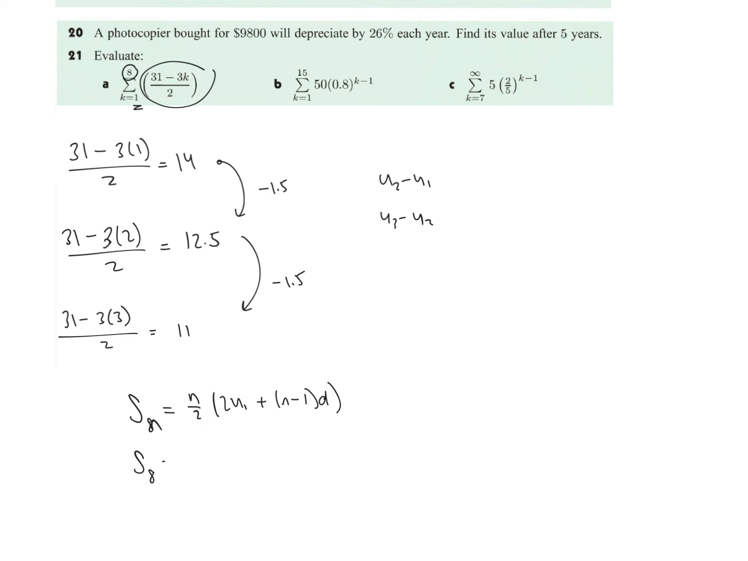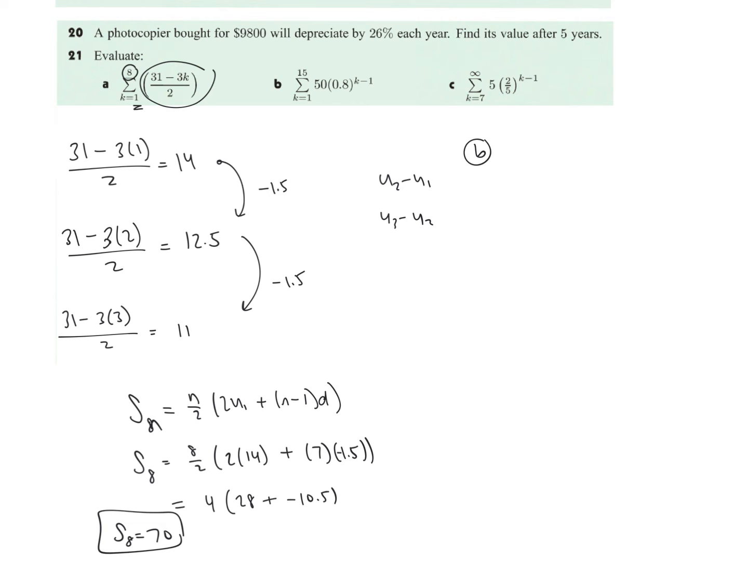So the sum of the first 8 terms is 8 over 2, and the first term is 14, plus 8 minus 1 is 7, times negative 1.5, okay? So 8 over 2 is 4, 2 times 14 is 28, 7 times negative 1.5 is negative 10.5, 28 minus 10.5 times 4 will get 70. So the sum of the 8 terms is 70, okay?